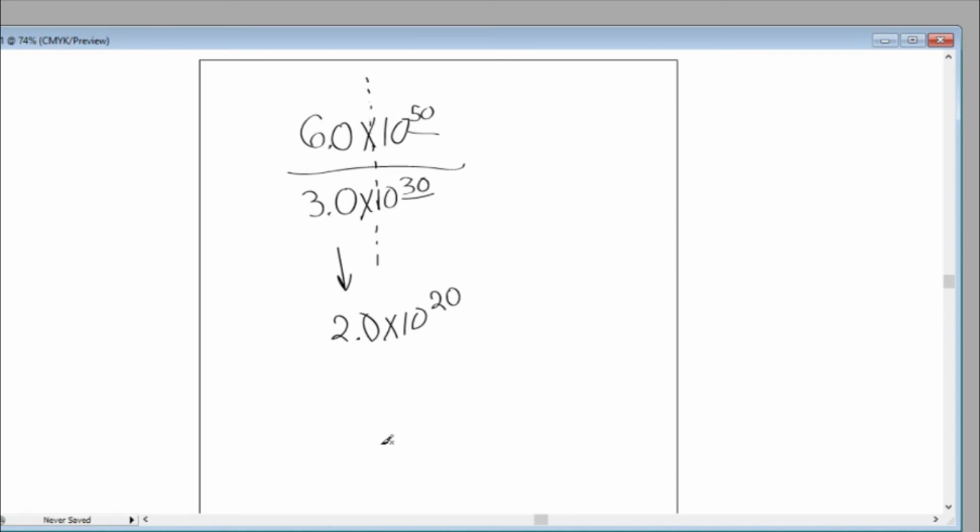So instead of having to go through and look at that huge number and do lots and lots of place moving and whatnot, I can just say, hey, divide these numbers and then subtract these powers, and I get a very quick answer. And it's accurate too. It's not like we're taking any shortcuts here. It's just a very easy way to deal with large numbers.